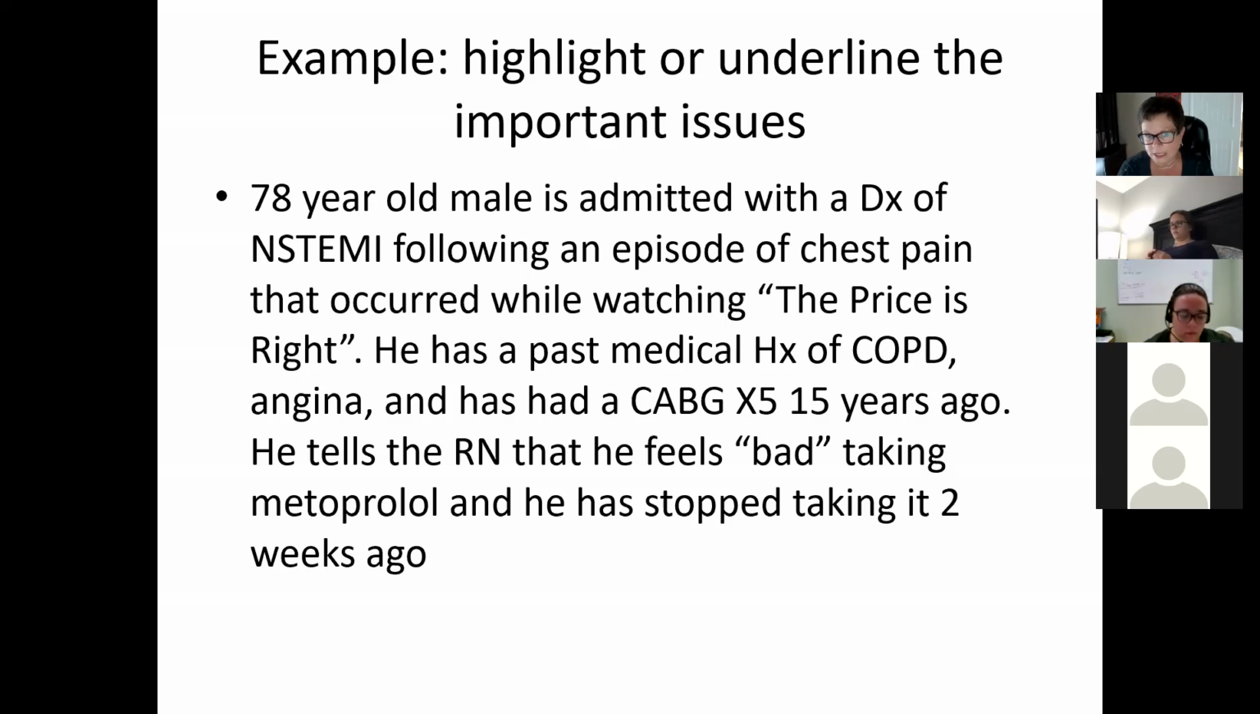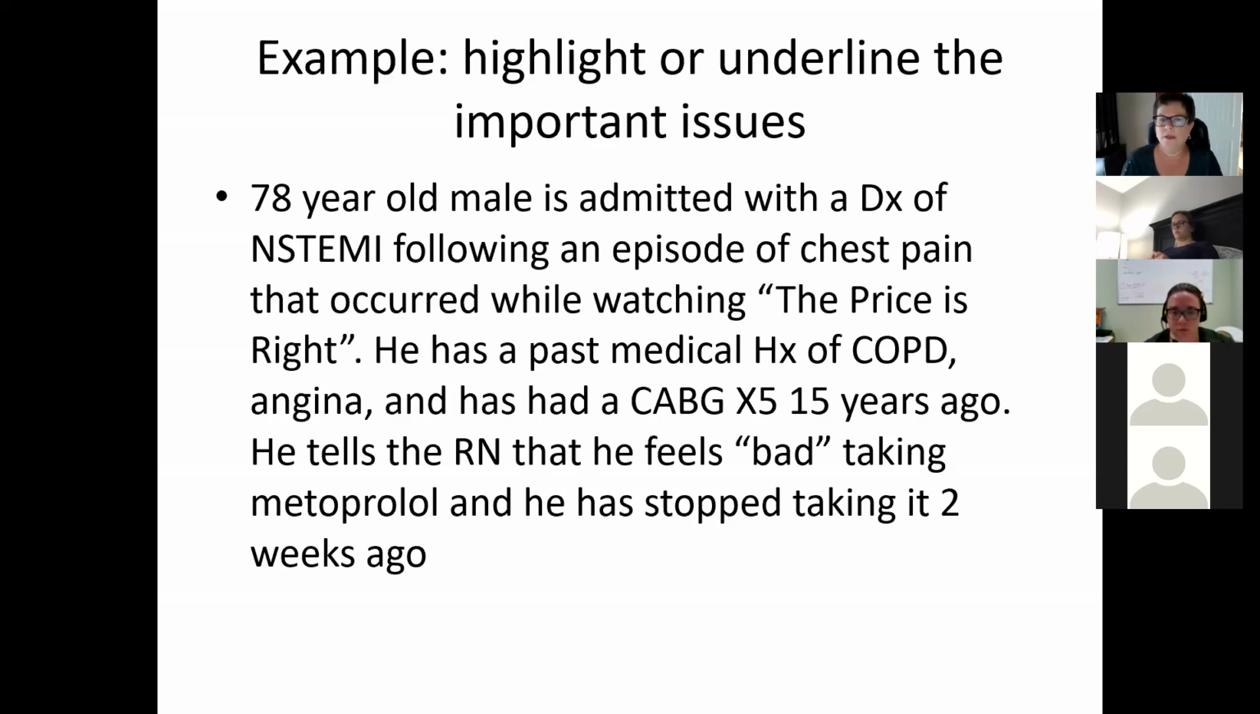COPD, obviously angina. CABG x5, okay, so he had a significant number of bypasses. But I think the important thing here is 15 years ago, because the life of a graft is 10 to 15 years. And so what are we looking at here? It'd be interesting to see his calf.